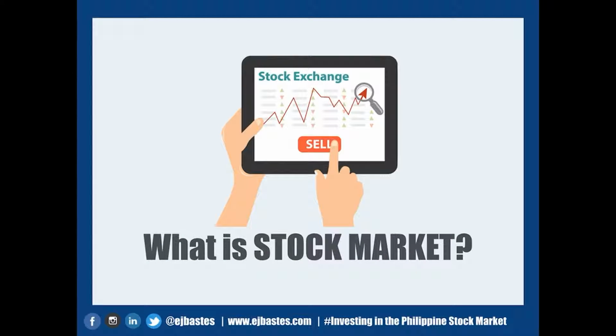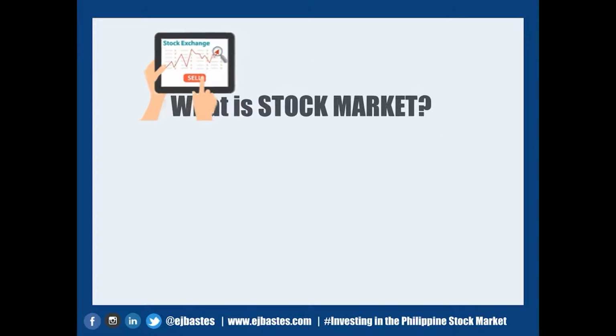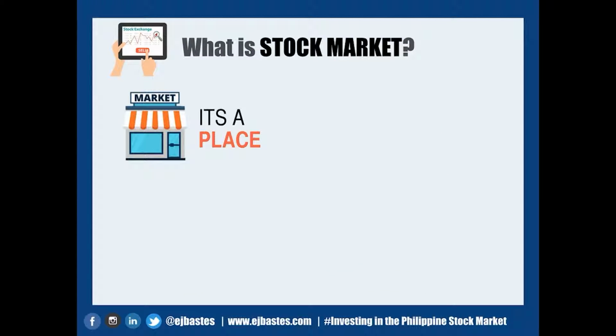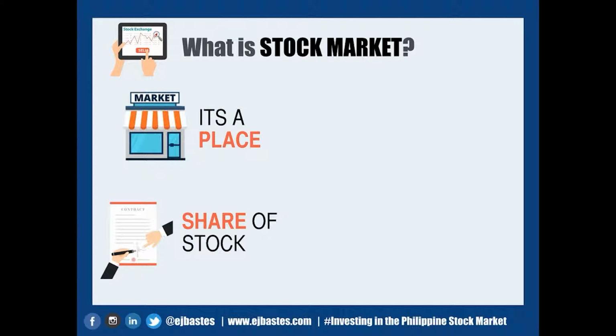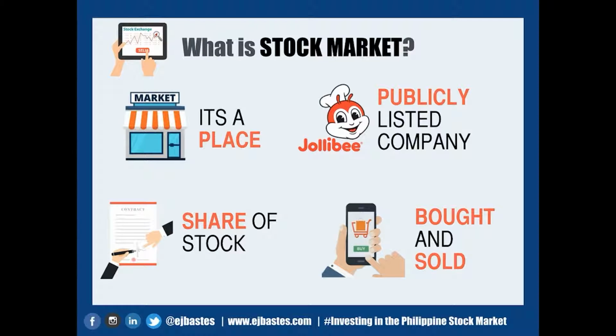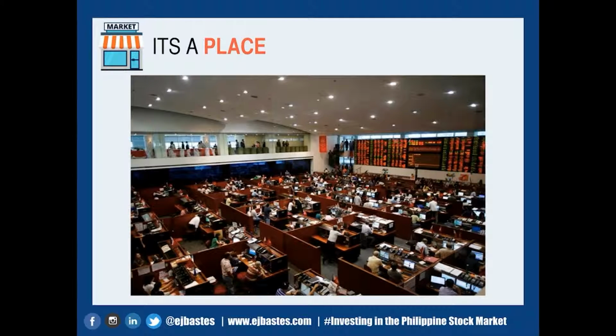Let me start with, ano ba yung stock market? What is that stock market we are talking about now? Okay, stock market, the basic definition of a stock market is, number one, it's a place where shares of stock of publicly listed companies like Jollibee are being bought and sold. Okay, let me start with the place.